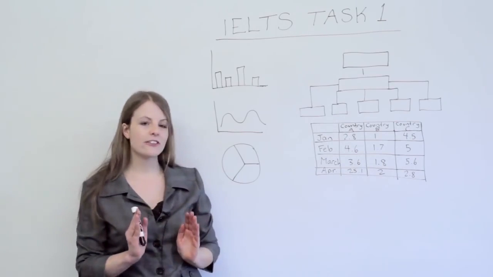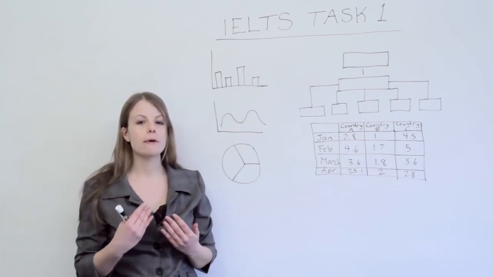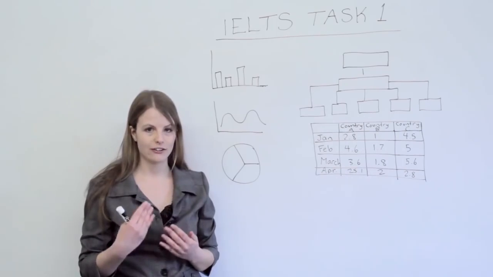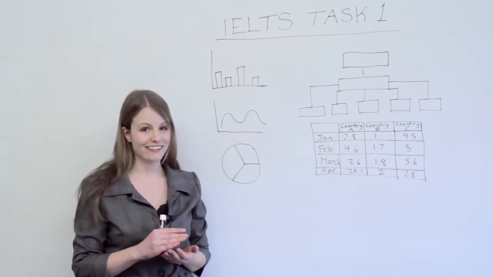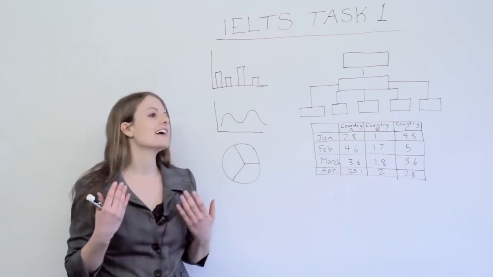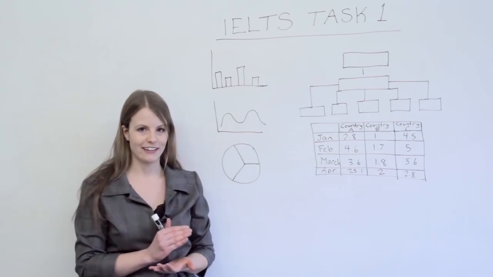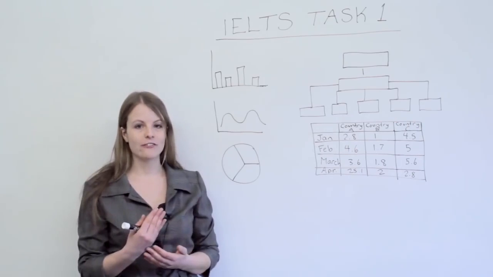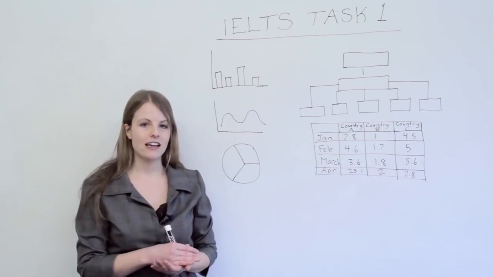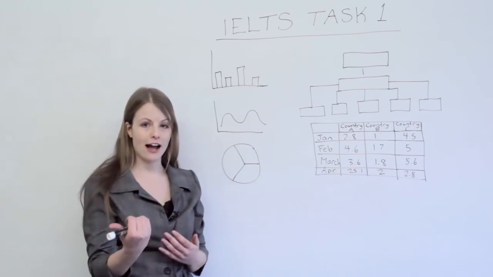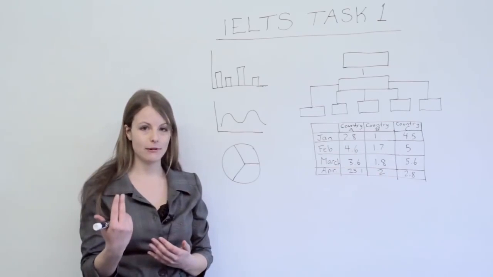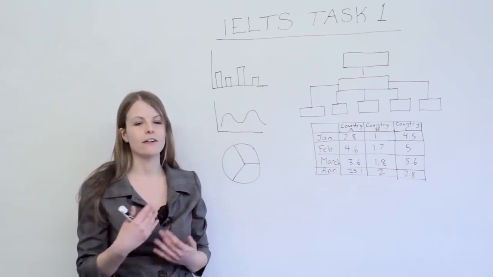Okay, so the first thing to know is that you're going to have about 20 minutes to do Task 1. This is not a lot of time, and it's going to be very important for you to practice this before you actually go into the IELTS. For Task 1, you have to write about 150 words describing either a graph, a chart, a table, a diagram, or a flow chart.